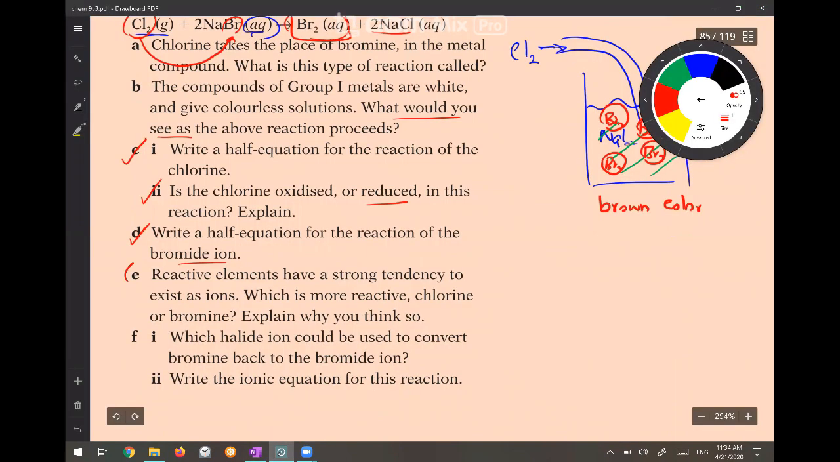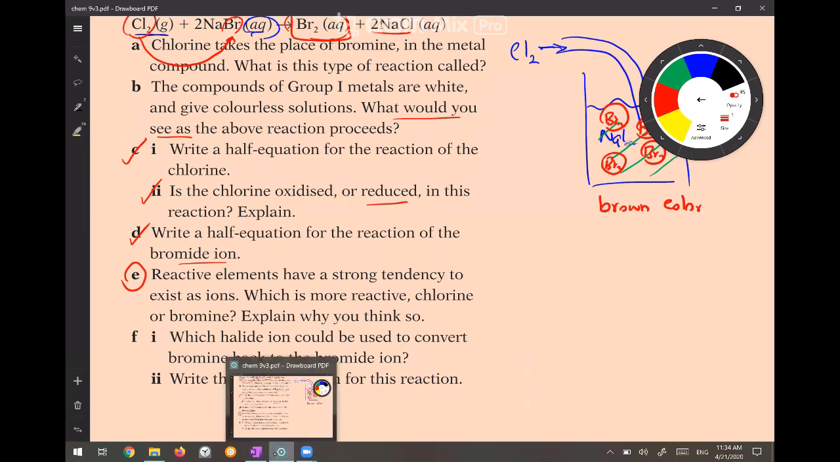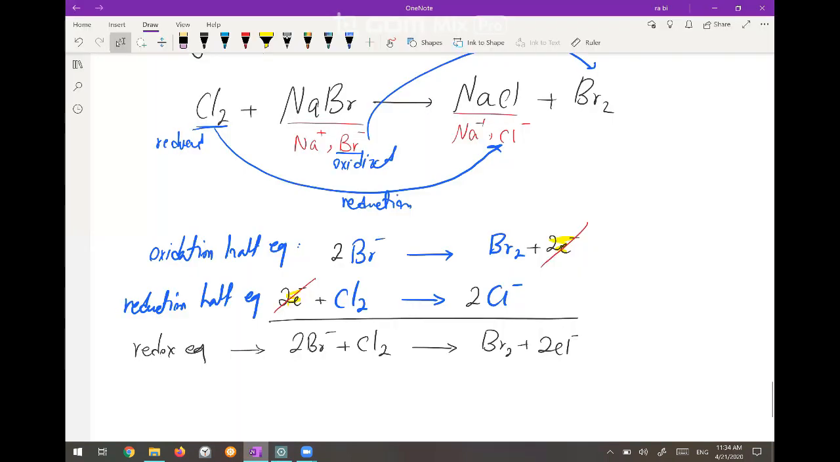In part E, at the beginning, it gives you some information. It says reactive elements have a stronger tendency to exist as ions. Which is more reactive, chlorine or bromine? So let's come back to the equations that we have here. Look at this redox equation. Which one is more reactive, Cl or Br, chlorine or bromine?